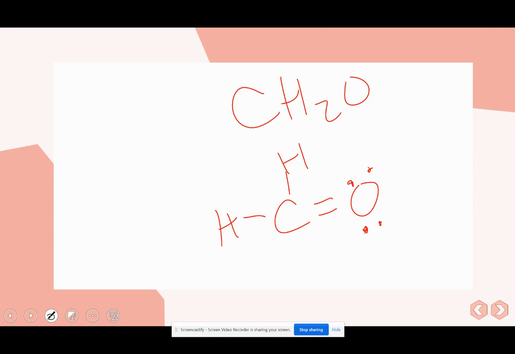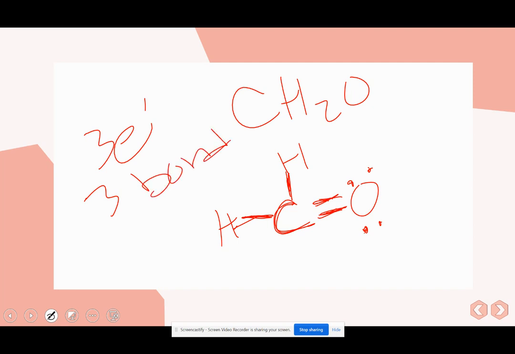Okay, so I drew the Lewis structure. Now I need to count up how many areas of electrons are around that central atom. This carbon is my central atom. I have 1 area there, I have 2 areas, and I have 3. So I have 3 areas of electron. My next thing I need to look at is those areas of electron. Are they lone pair or are they bonded? Basically, are they dots or are they dashes? Well, single bond, double bonds, they're all bonded. So if I end up with 3 areas of electrons around my central atom and all 3 are bonded, this is trigonal planar.